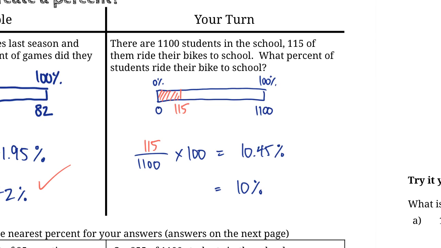And when we calculated the answer, it was 115 of the 1,100 students. So 115 divided by 1,100 times 100, which gave me 10.45%. And 10.45 is closer to 10 than it is to 11. So we could say that this is about 10% of students ride their bike to school.